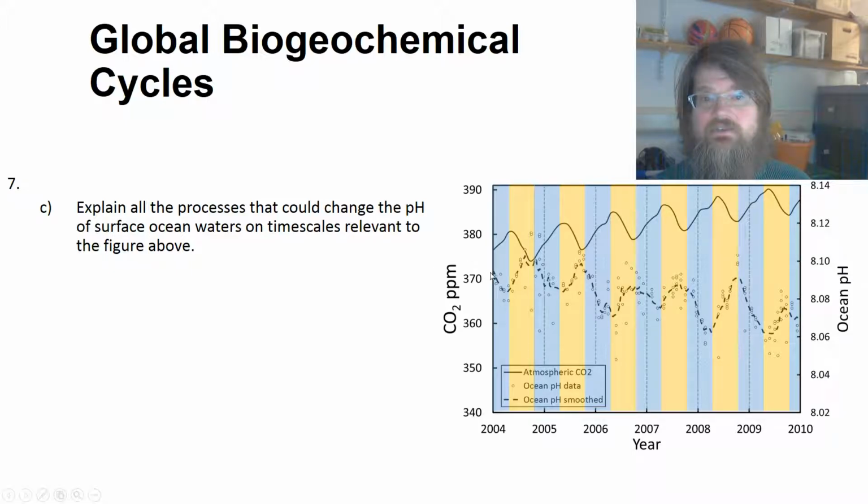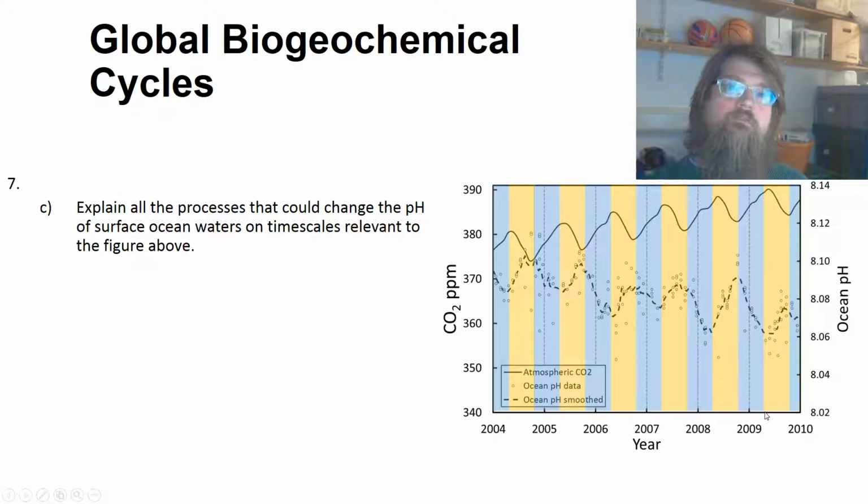I mean, there's clearly some annual variability. So the smooth data looks like there's an annual cycle. There's a lot of scatter in the data, a lot of variability on short time scales, and there's also a long-term trend that's a kind of gradual decline in pH over the 6 years or so of the graph.